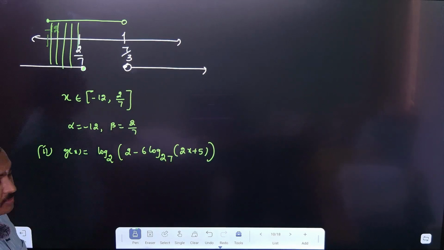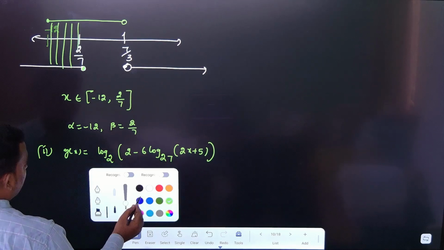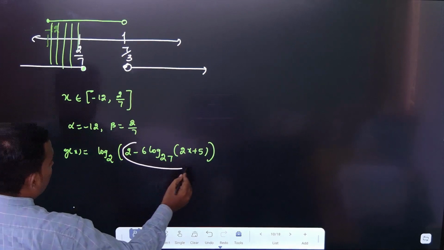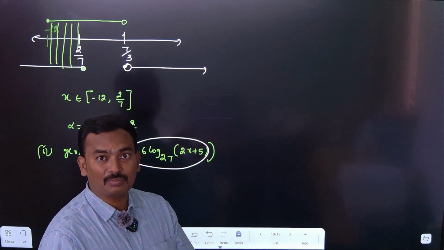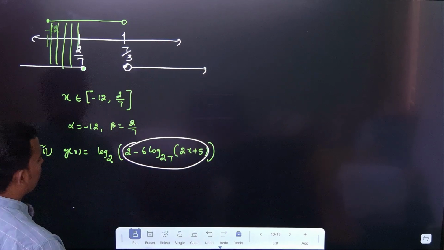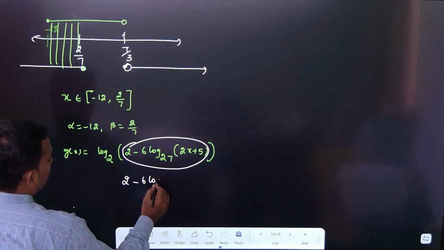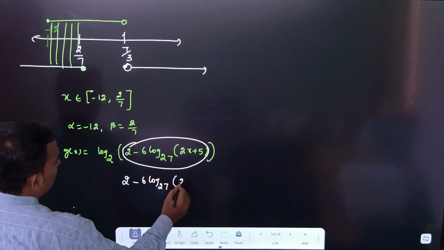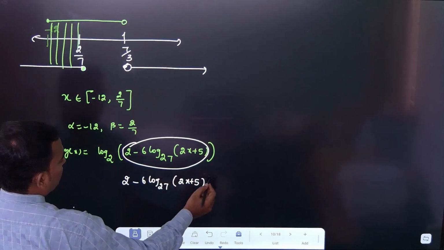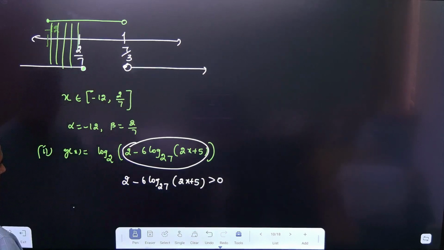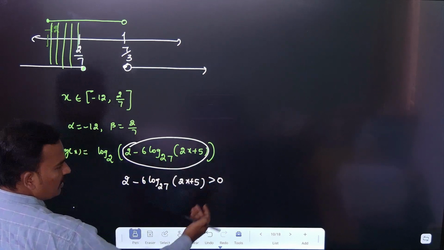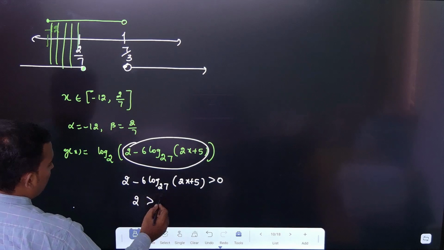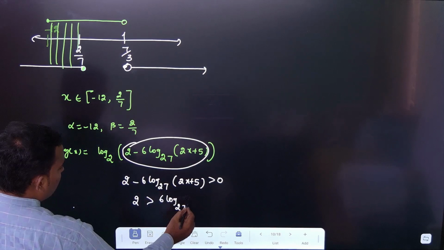So how to find the domain of this function? The first observation: whatever the log function is, the input of the log should be greater than 0. Therefore 2 minus 6 times log base 27 of 2x plus 5 should be greater than 0. Now send the 2 to the right side: 2 is greater than 6 times log base 27 of 2x plus 5.